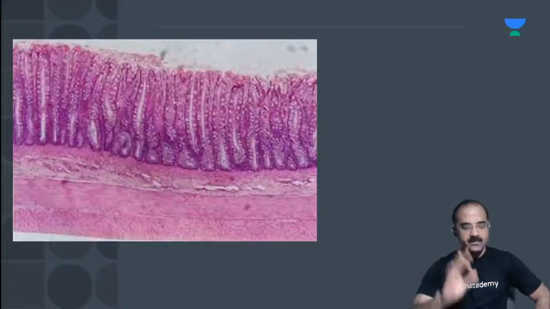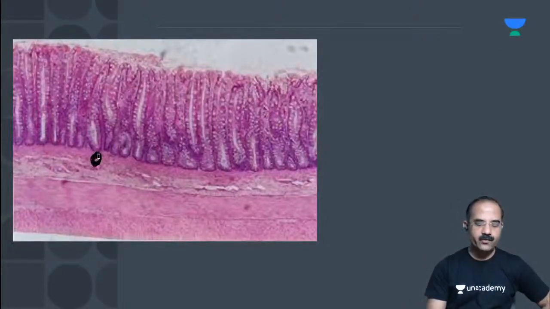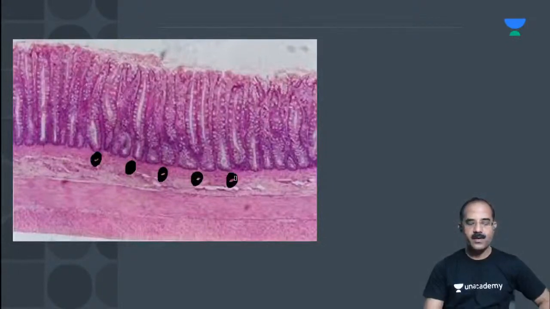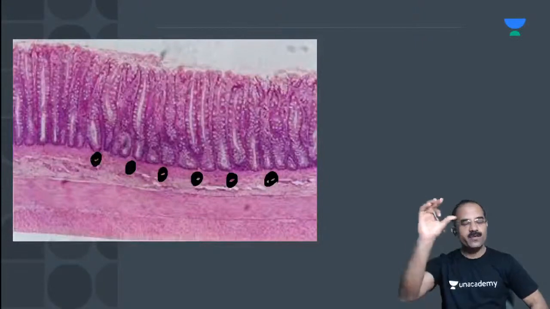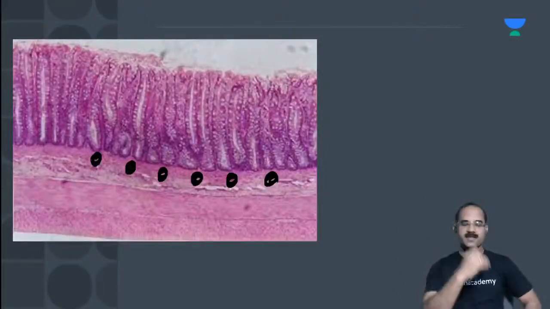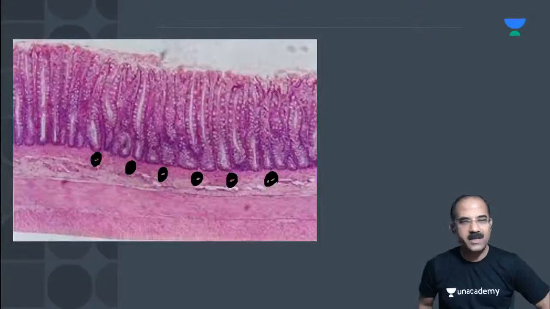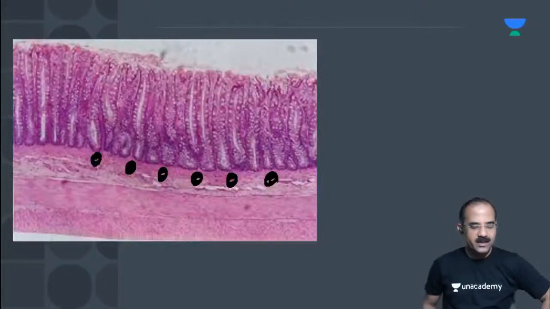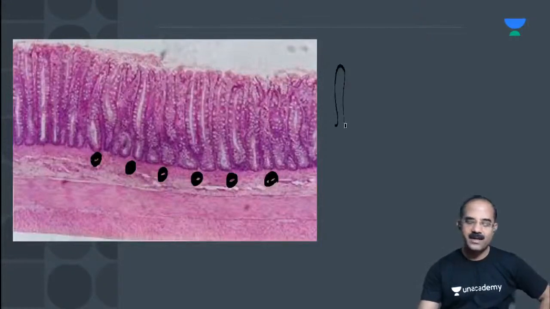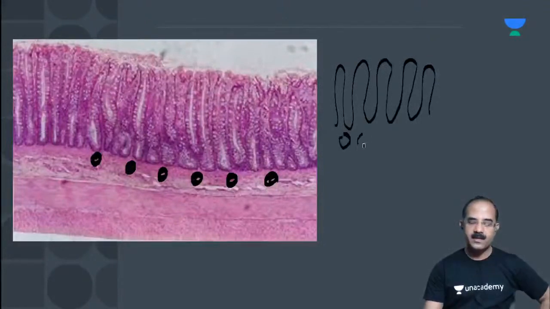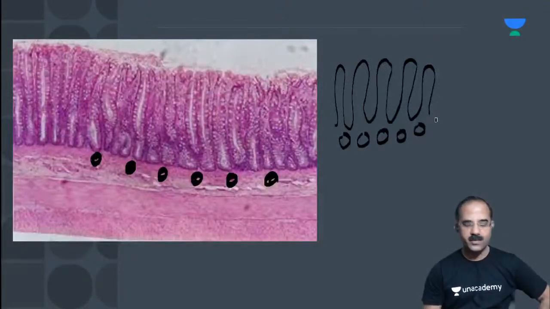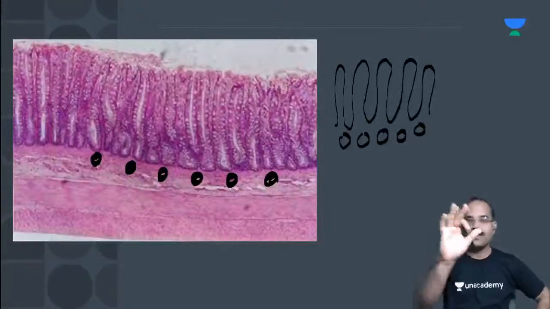And suppose in the slide of colon, I find lymphoid follicles like this in the submucosa. What is that? Peyer's patches? No, Peyer's patches are seen in the ileum. In the ileum I'll get finger-like projections, the villi, and then I'll get Peyer's patches, lymphoid follicles in the submucosa. Then I identify this as villus. I'm not telling that.